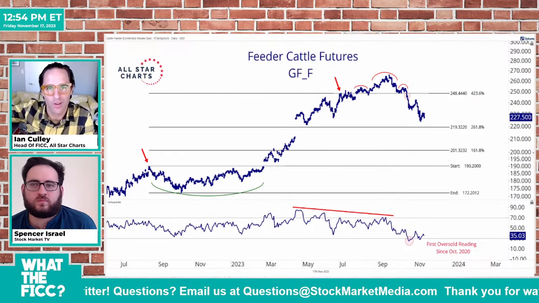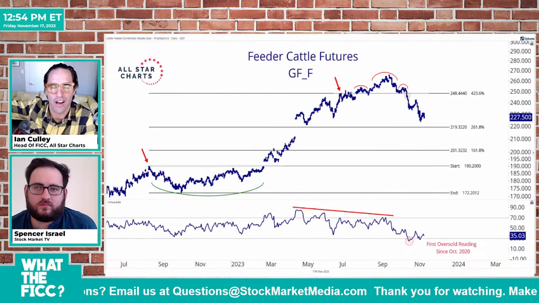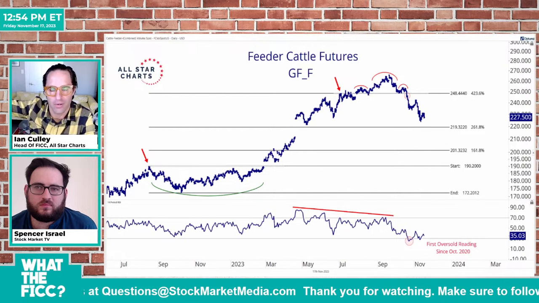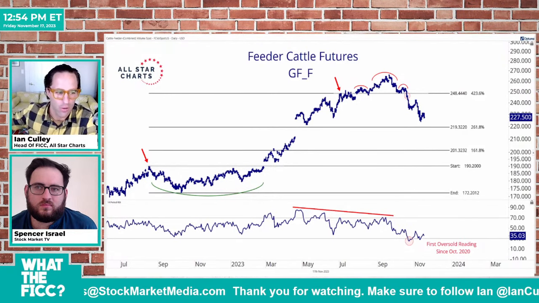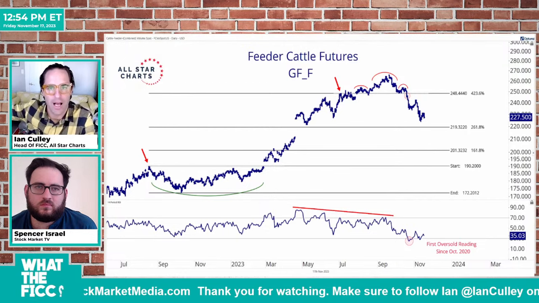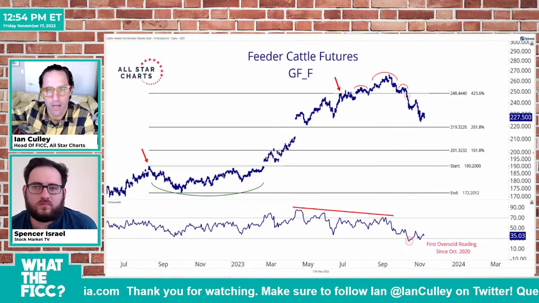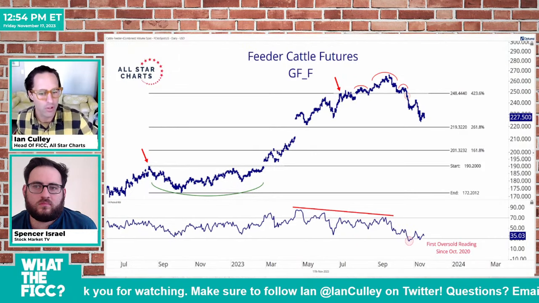OJ still pushing higher. Cocoa still pushing higher. No signs of a significant breakdown or any topping to speak of in sugar. So there's still a lot of positive developments, and again, rotation out of energy into base metals across the commodity space. And I wanted to share a few more charts.